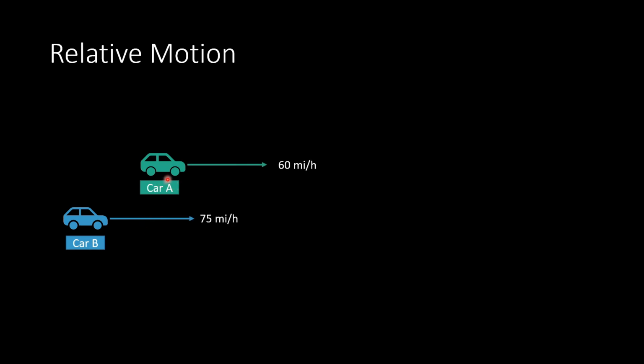So starting with relative motion, let's take two cars. We've got car A and car B. Car A is heading towards the right at 60 miles per hour, whereas car B is traveling in the same direction at 75 miles per hour. This is a typical scenario that you've faced every day on the interstate, right? A good question could be, what is the relative velocity of car A to car B?